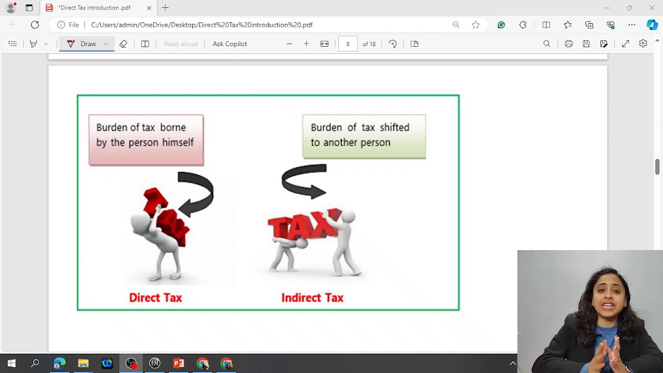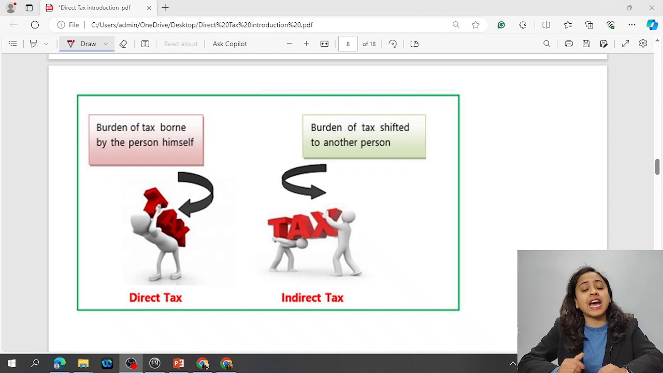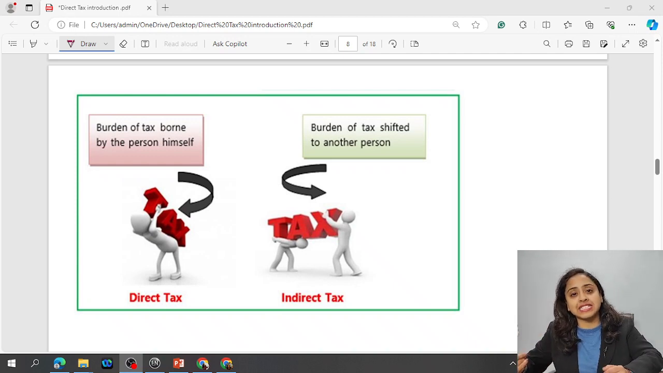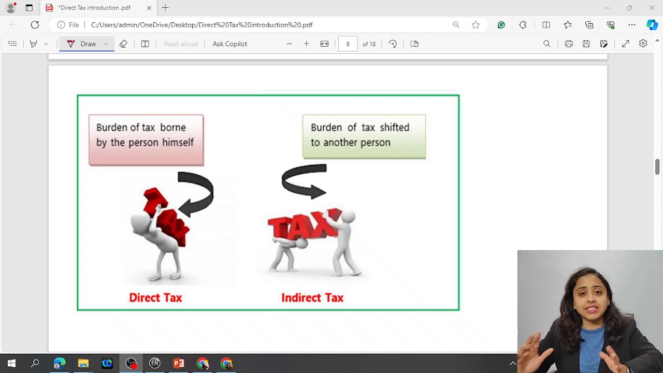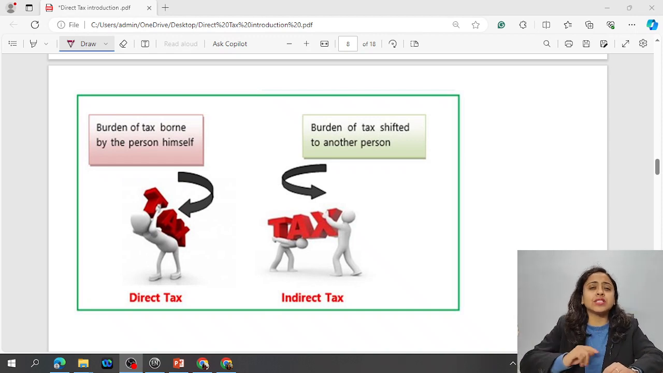Wherein, if we talk about direct tax, it is directly imposed on the income of the person, and the payer and the bearer of the tax cannot be segregated, cannot be separated. So, since under indirect tax the burden can be shifted, we say it's an indirect tax, indirectly collected. The payer and the bearer are different. If you're clear with this, let's head towards the quick tabular format that will clarify the differences between direct and indirect.